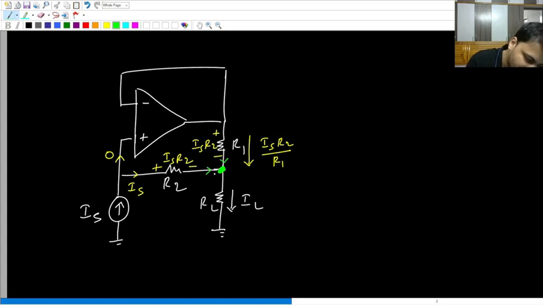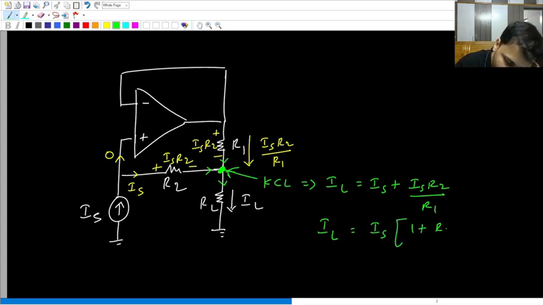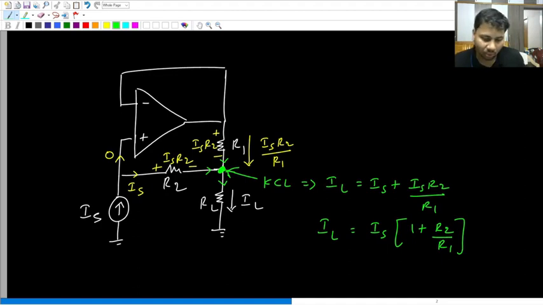Now at this point, how many currents are flowing? This current is entering, this current is also entering, whereas IL is what? Leaving. Let us apply KCL at this point. If you write KCL at this point, sum of these two currents is equal to what? The load current. Or IL equal to what? Is plus Is R2 by R1. This can also be written as Is times 1 plus R2 by R1.